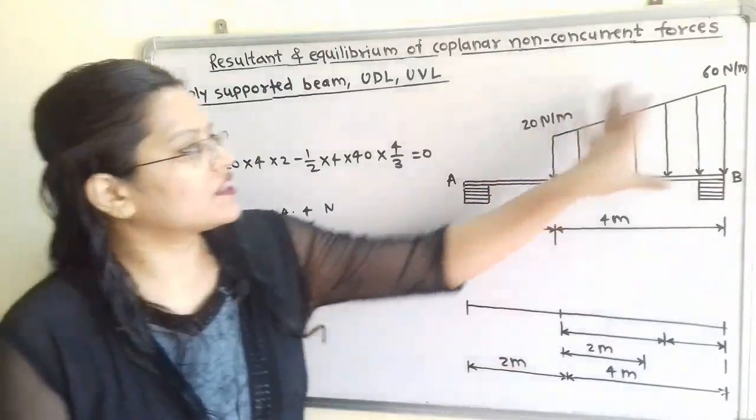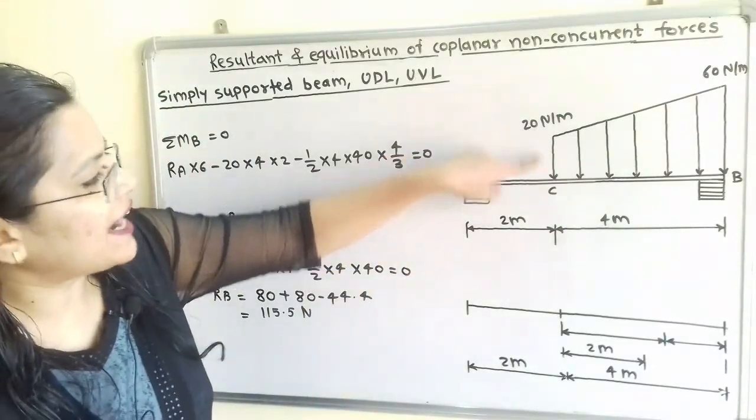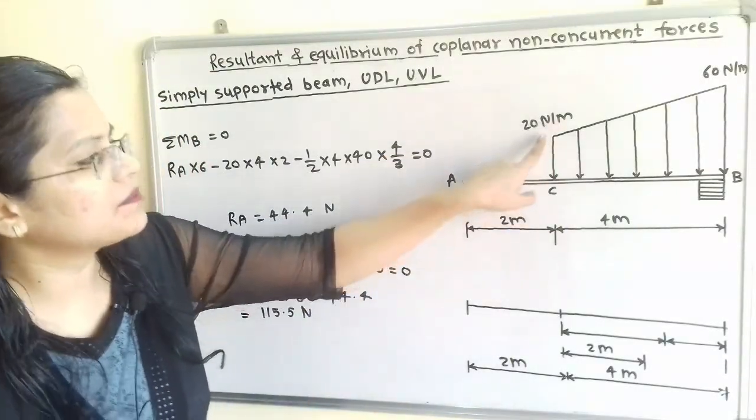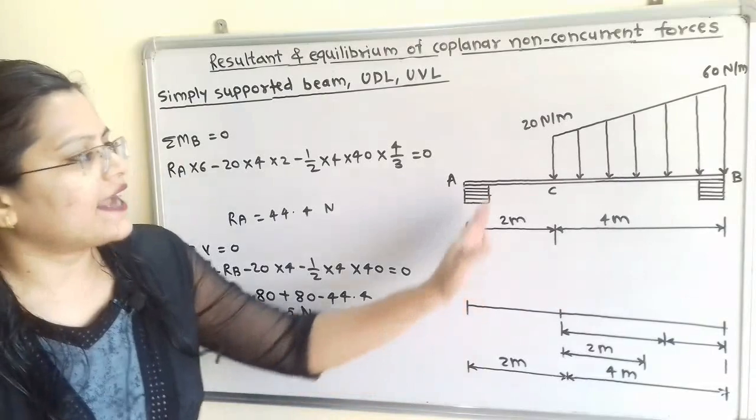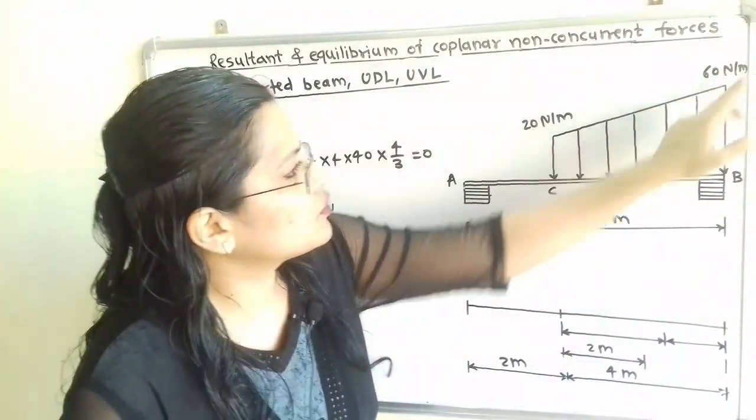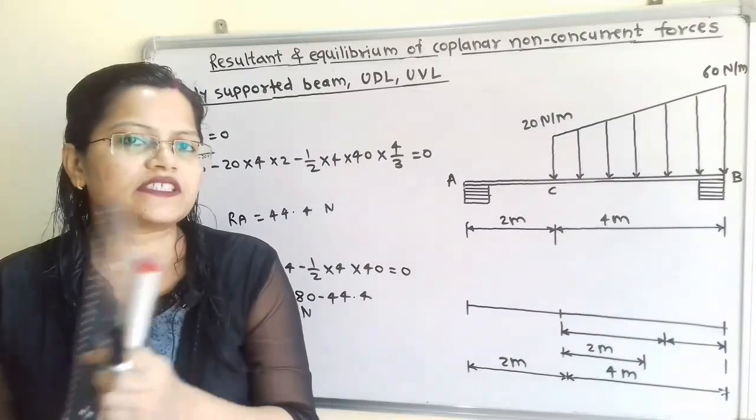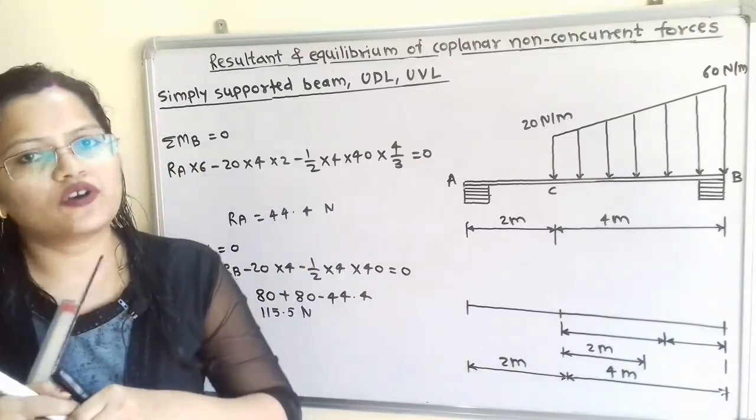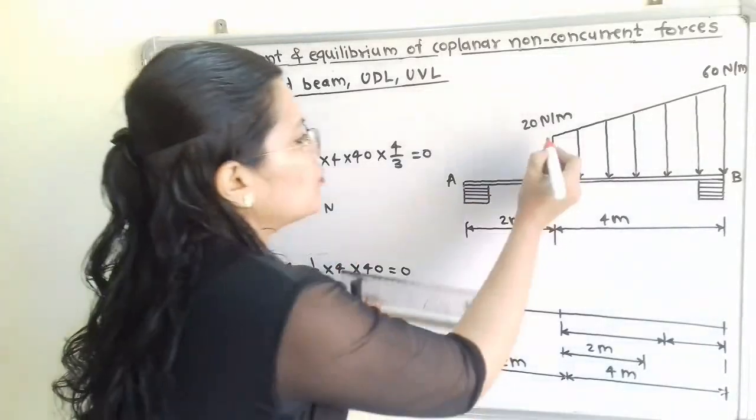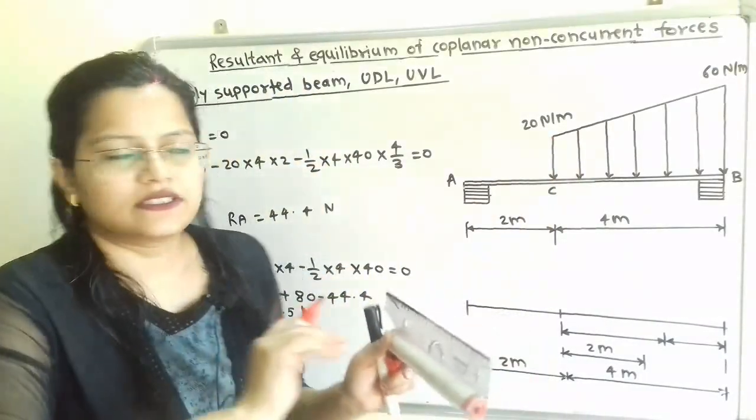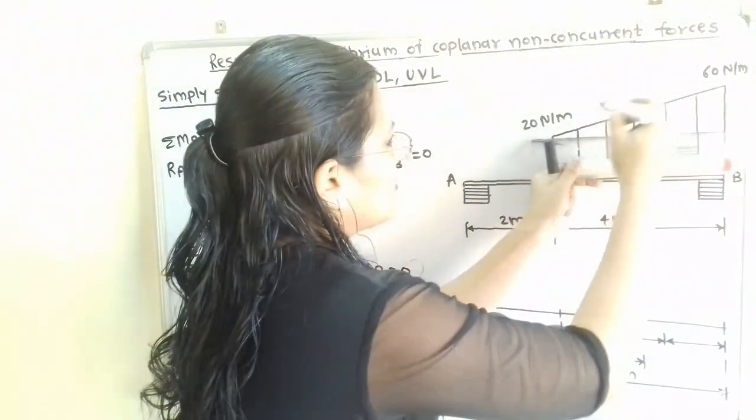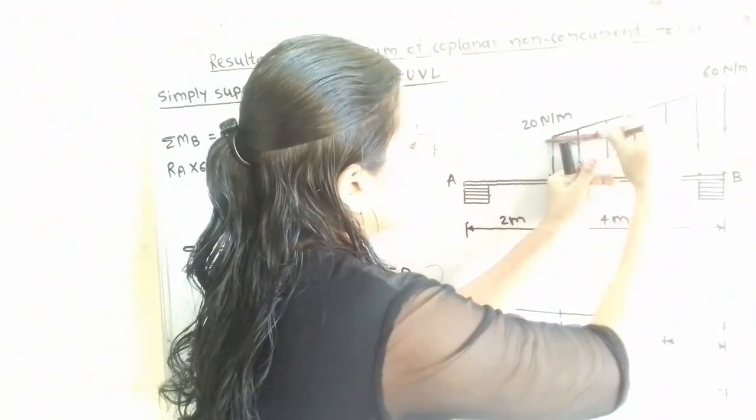If we observe the load distribution, then here at point C 20 Newton per meter load is applied, and at the end B here 60 Newton per meter load is applied. Now we will make one construction. I will draw one horizontal line passing through this point.